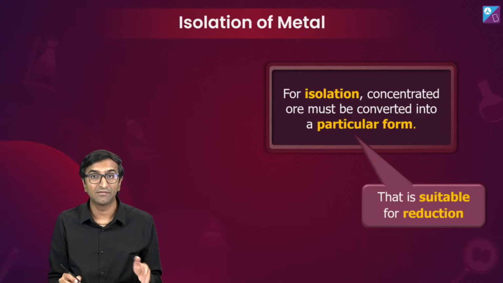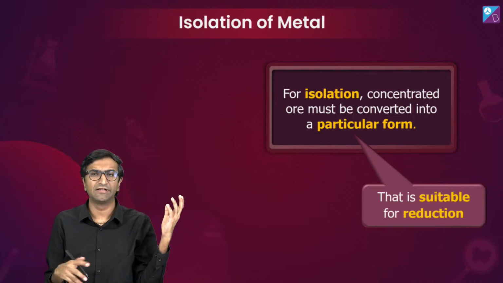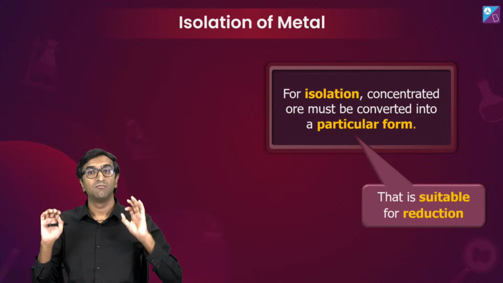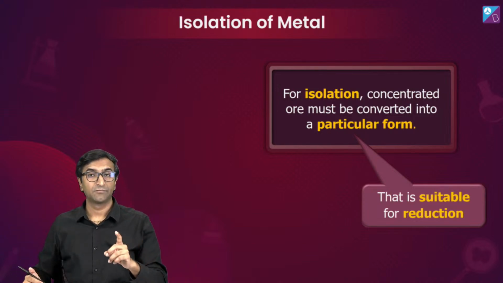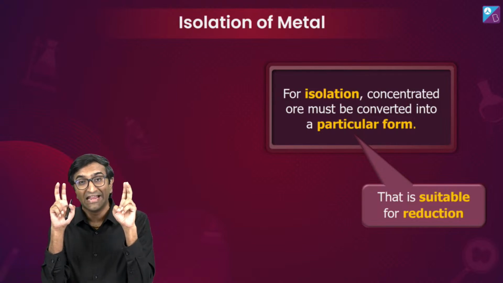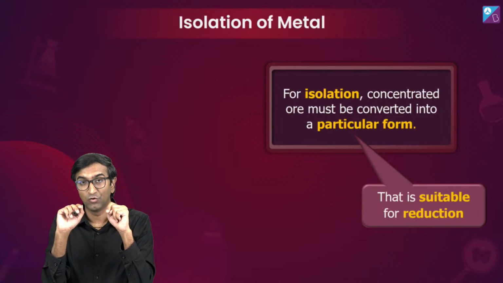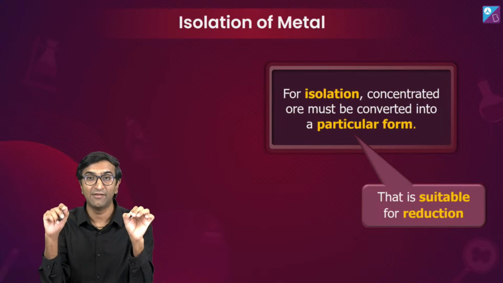Now, the next step is, okay, I've got concentrated ore. I've got multiple steps. Either by a physical or a chemical method, somehow I have concentrated ore. Now what do we do with it? What we do is we try and convert these concentrated ores into oxides. Why into oxides? Because oxides are easier to deal with thermodynamically speaking.